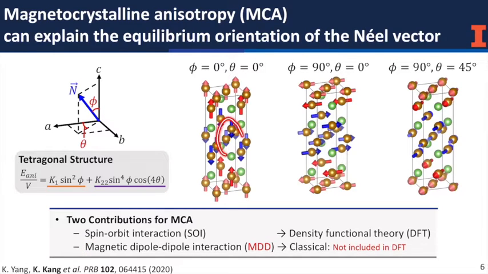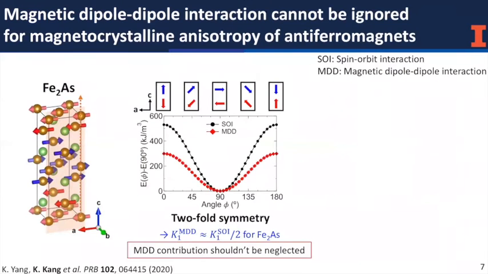Each spin emits a stray field outside the moment, which interacts with the other spins. But this effect is not included in DFT results. So we introduced a classical approach to calculate it using the DFT ground state magnetic structure. Then here are the magnetocrystalline anisotropy results of the antiferromagnetic iron tri-arsenide.